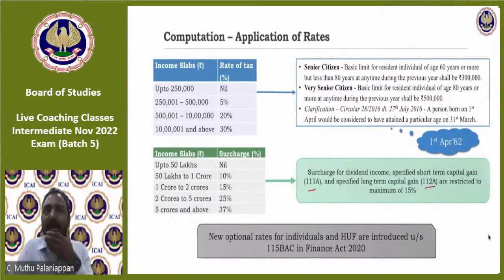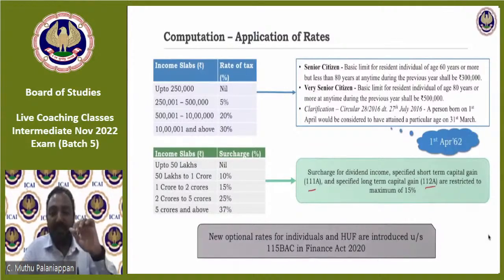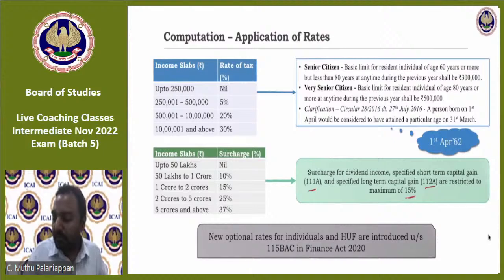Probably, let's leave out dividend. Dividend, I'll explain to you. Basically, the short-term capital gain and long-term capital gain. The tax rate itself is what? It's around 10% or 15%. If it's 112A, it is 10%. If it is 111A, it is 15%. Now, you can't have a surcharge higher than the tax rate itself. So that's why they're actually restricting it to 15%.